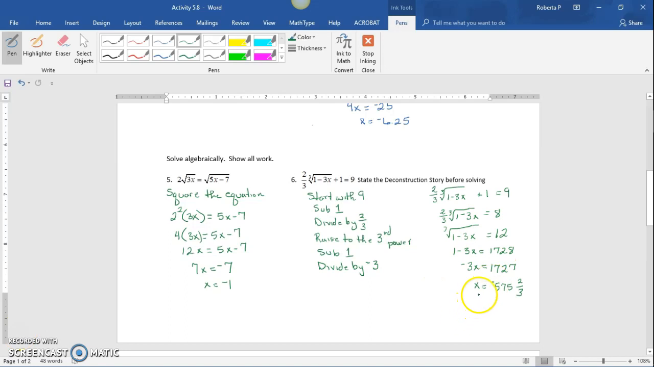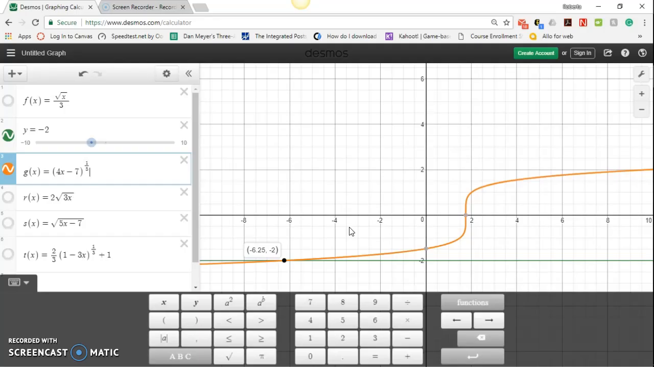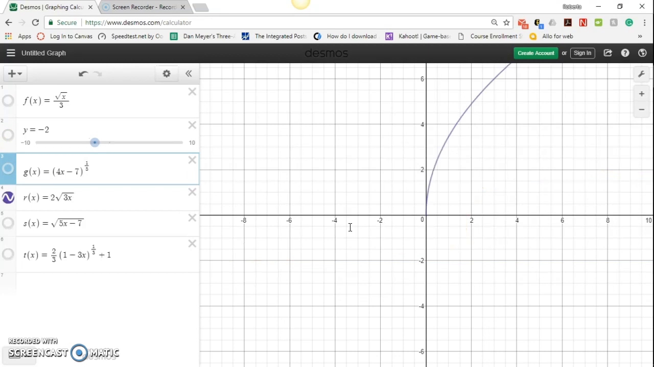Okay, so you should come up with x equals -575 and 2/3. So now we want to check our answers graphically. So I'm going to turn off these, and here are our 2 functions.